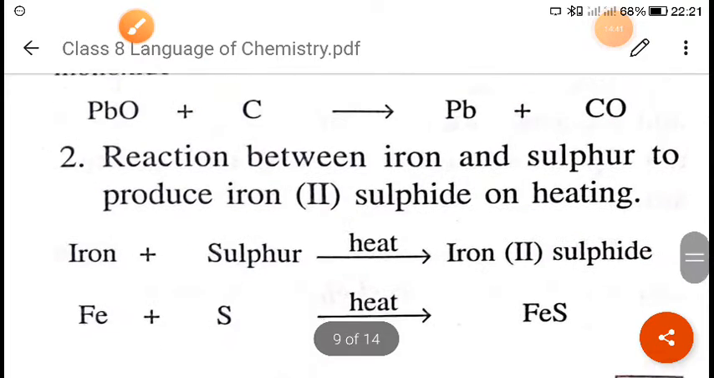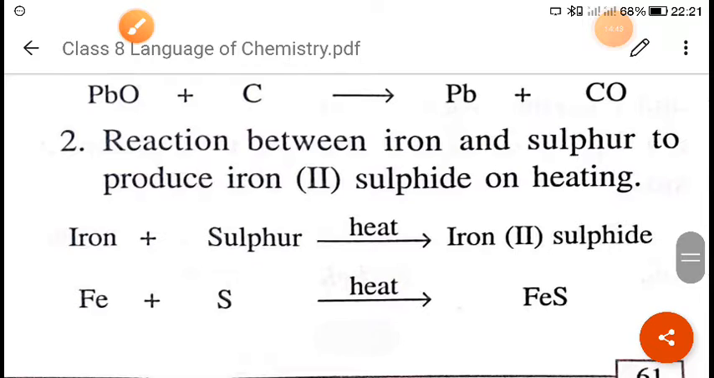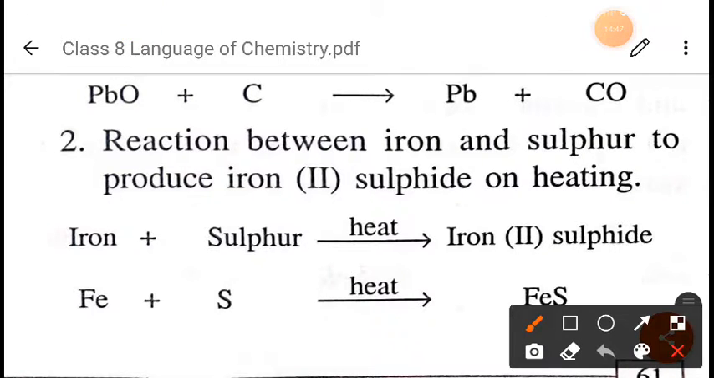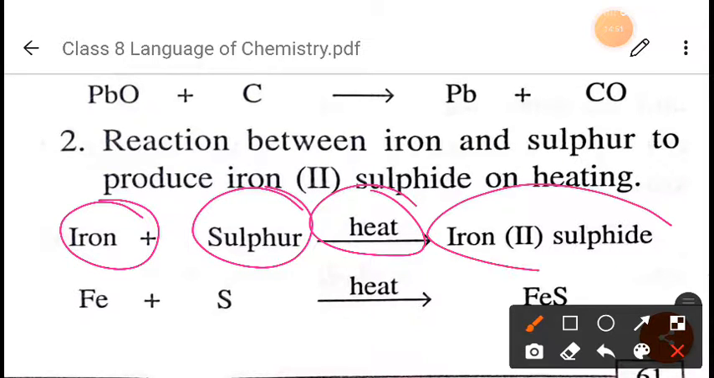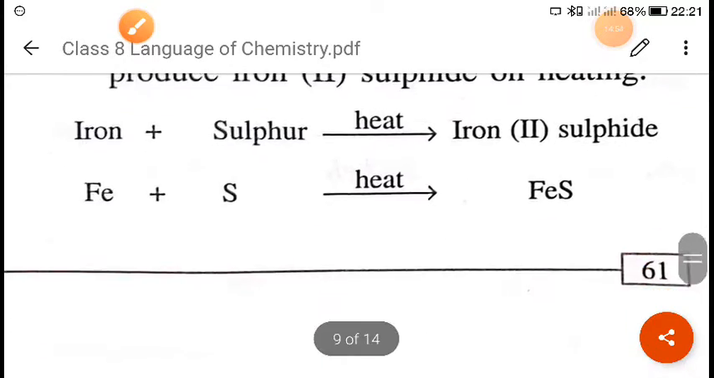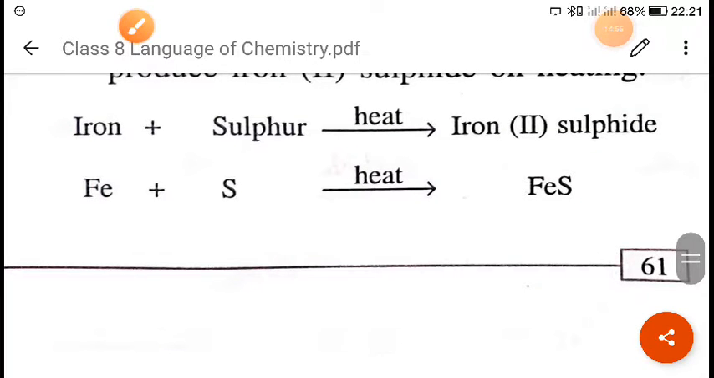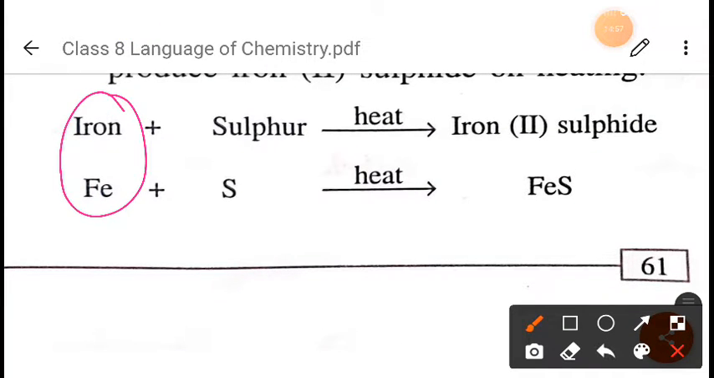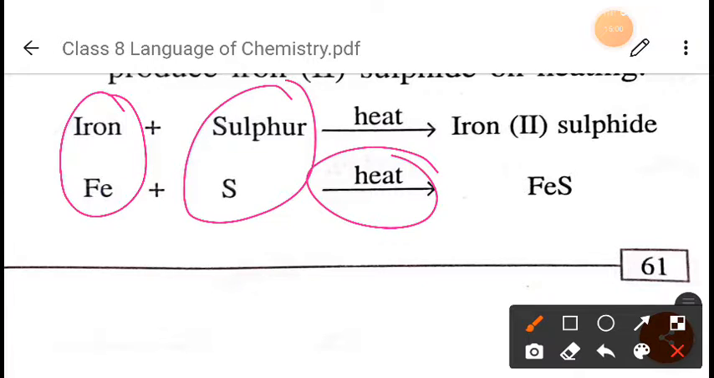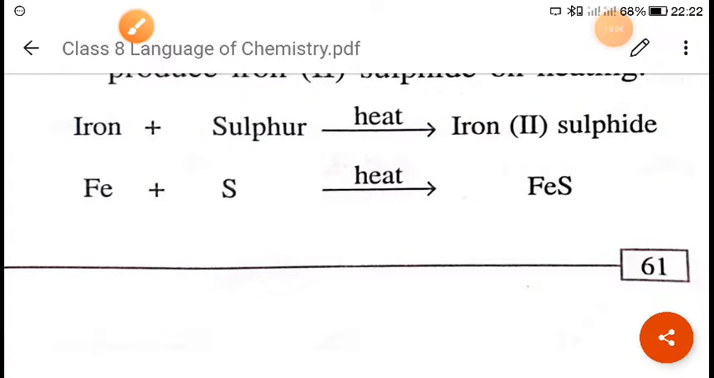Next is the reaction between iron and sulfur to produce iron 2 sulfide on heating. Iron plus sulfur, on heating, will give iron 2 sulfide. Iron is represented as Fe, sulfur as S, and when we heat here, it forms iron 2 sulfide, which is written as FeS, right? You are seeing the way it is written.